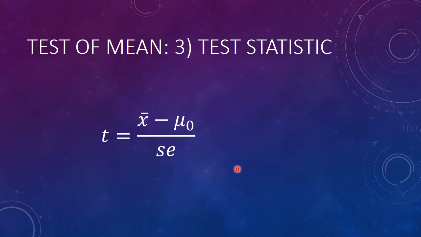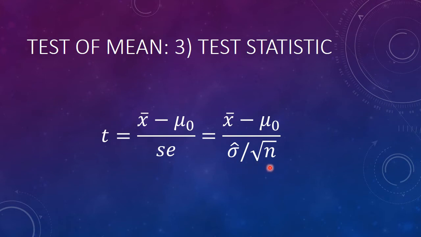Recall that the standard error is the population's standard deviation sigma divided by the square root of n, the sample size. But we don't know the true population standard deviation, so we can use the sample standard deviation as an estimate.